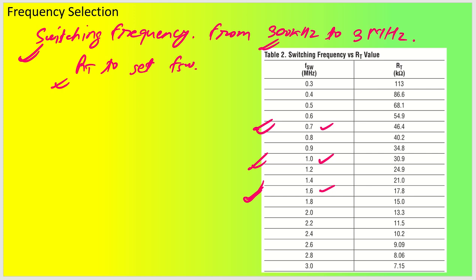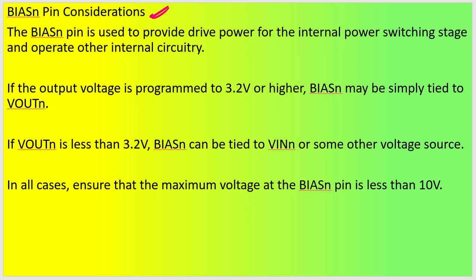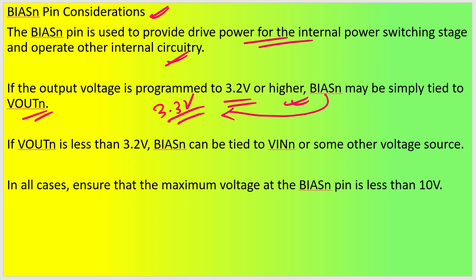Coming to some of the other parameters, let's say the bias pin configuration. The bias pin provides power for internal switching applications and can operate other internal circuitry also. If the output voltage is programmed to 3.2 volt or higher, you can directly connect the bias pin to your Vout pin. So if you design your Vout to 3.3 volt, connect your bias pin to 3.3 volt. If it is not that kind of output, say it is lower than that, then you have to have a separate input source for your bias pin.